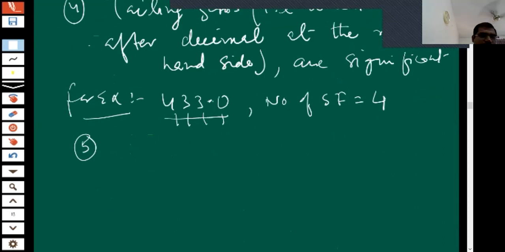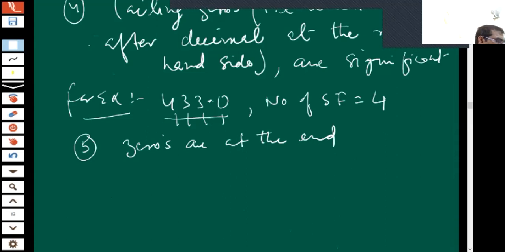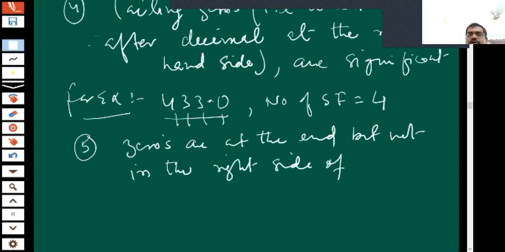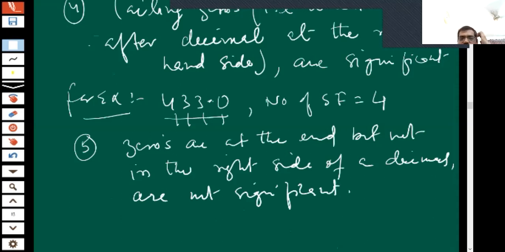Okay, zeros that are on the right-hand side, at the end, but not to the right-hand side of the decimal, not in the right side of a decimal, are not significant.